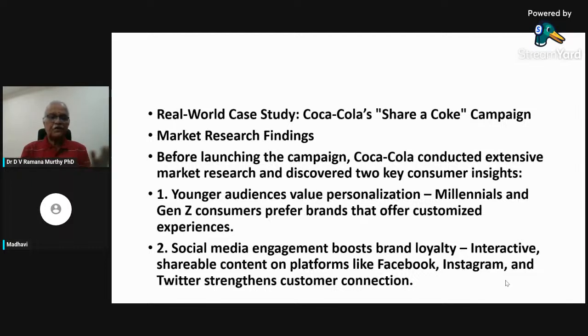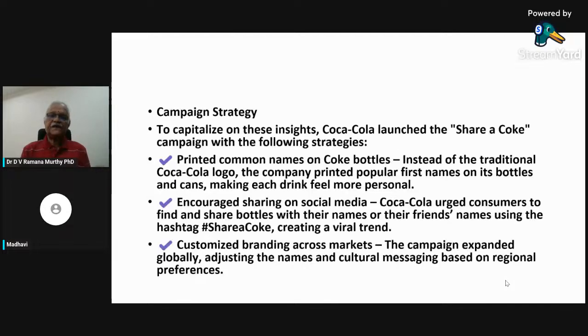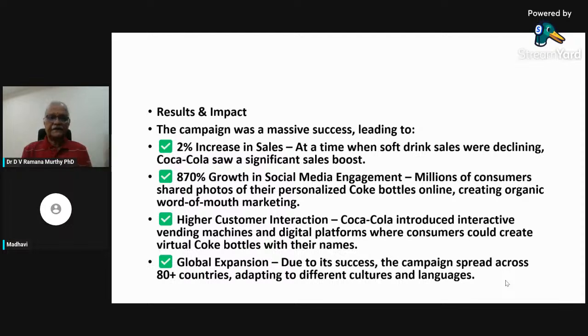Let us examine. I have already given you the case here. Coca-Cola's Share a Coke campaign. I just leave it to you, and you can review it. I'm skipping that slide because that case study you can discuss in a classroom. Anyway, I'm sharing the PPT with Upendra sir, and you'll have a detailed discussion on that.